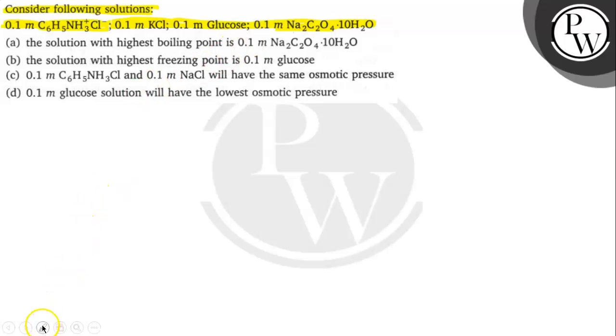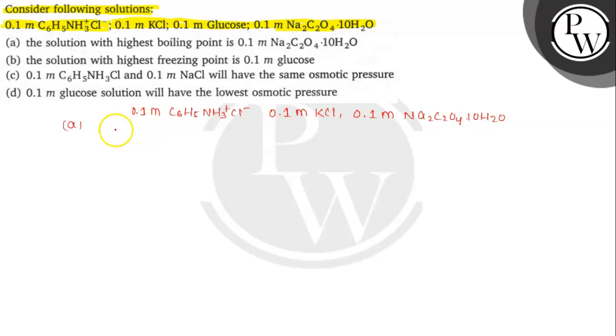So let's solve this question. First, we have the solution with highest boiling point, which is 0.1 molality Na2C2O4·10H2O. First we will write all the ions that are given in the question: 0.1 molality C6H5NH3+Cl-, 0.1 molality KCl, 0.1 molality Na2C2O4·10H2O. So now we'll find out the boiling point.